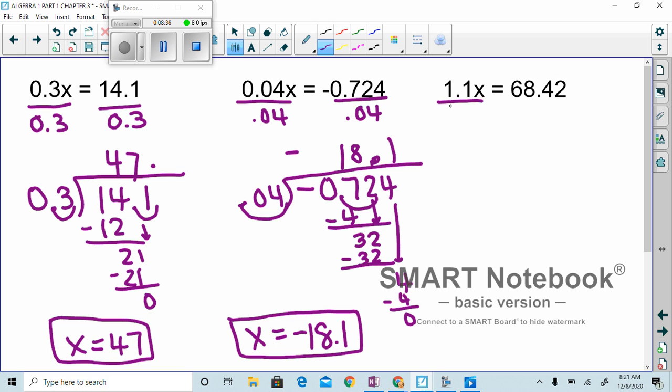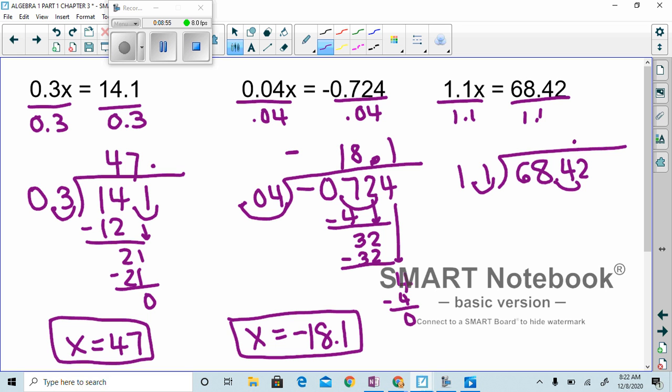We're going to take each side and multiply it by 1 and 1/10. So I have 68 and 42 hundredths divided by 1 and 1/10. Again, your divisor is a decimal, so we're going to move that over to make it a whole number. Whatever we do on the outside, we do on the inside, and place it right up in the quotient.